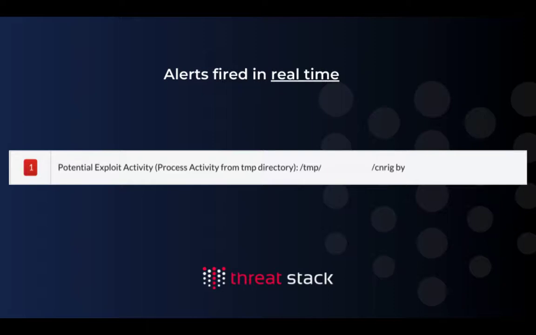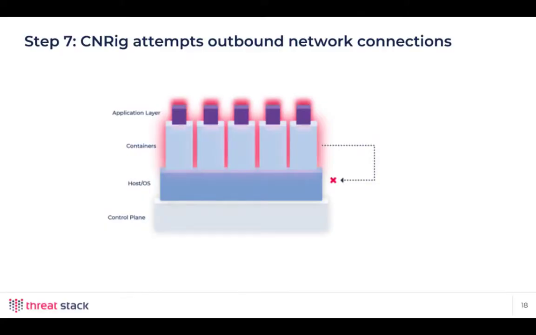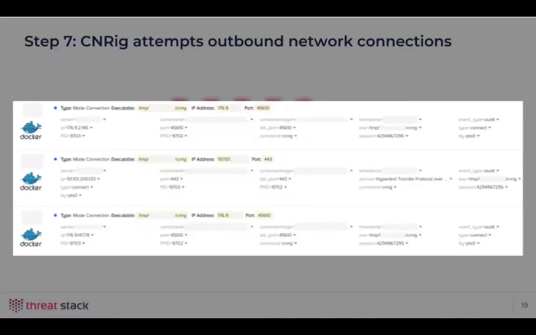So we saw this, and we saw CNRig, and some research later was like, oh, wow, that's a crypto miner, and we should probably keep digging into this. And all the slides you saw earlier were our investigation. We pieced this together after the fact. We did some digging, and we found that the last step in this was CNRig attempted to make outbound network connections. So it attempted to go from the container through the host and through the public internet. And these are the 3 connections it attempted to make.